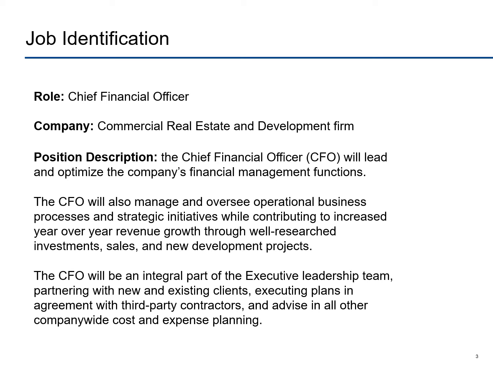Position description. The Chief Financial Officer, or CFO, will lead and optimize the company's financial management functions. The CFO will also manage and oversee operational business processes and strategic initiatives while contributing to increased year-over-year revenue growth through well-researched investments, sales, and development projects. The CFO will be an integral part of the executive leadership team, partnering with new and existing clients, executing plans in agreement with third-party contractors, and advising in all other company-wide cost and expense planning.